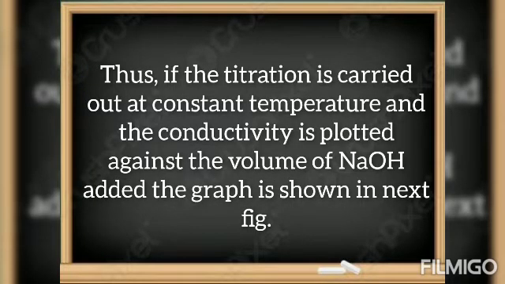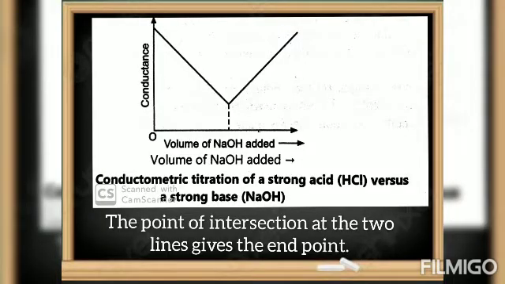Thus, if the titration is carried out at constant temperature and the conductivity is plotted against the volume of sodium hydroxide added, the graph is shown in the next figure. This is the graph. On the x-axis, the volume of sodium hydroxide added is taken, and on the y-axis, the conductance is given.